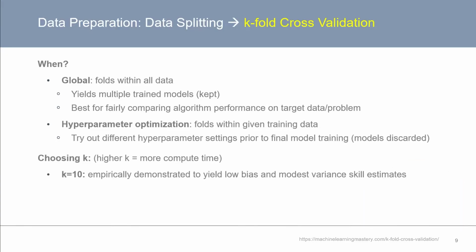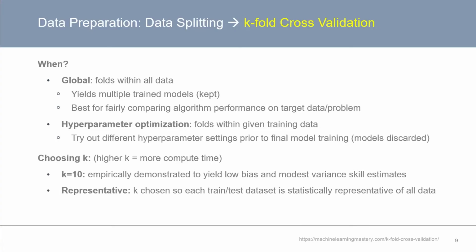First, a solid go-to is to set k to 10 partitions. Previous empirical work has suggested that 10 splits generally yields low bias and only modest variance in model skill evaluations. A k of 5, which yields an 80% to 20% ratio of training to testing data, is also commonly used. Alternatively, practitioners can go out of their way to select a k such that each train and test partition is statistically representative of the data as a whole.